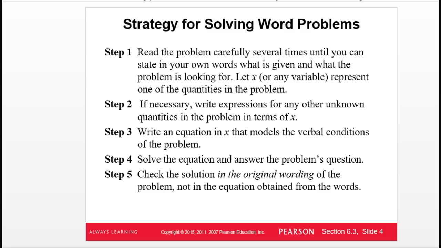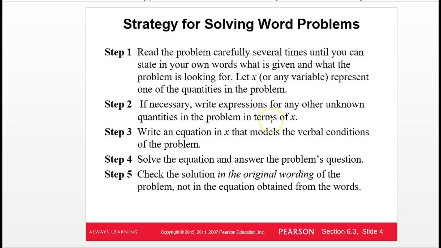Alright, so when we're solving word problems, we want to be able to read these problems carefully and come up with a variable, typically x, to represent an unknown quantity in the problem. Typically it's the thing that we know the least about in the problem. And if it's necessary, we're going to write any other expressions for other unknown quantities in the problem in terms of that same variable. So if there's more than one thing we don't know, then typically there's something we know the least about. That's going to be our x, or again any variable.